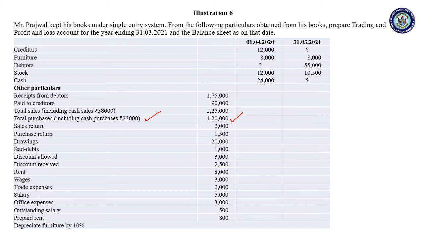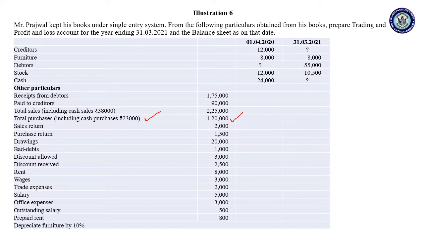Bad debts: we write on the credit side of the debtors account. So the journal entry will be bad debts account debit to debtors account. These are the repeated points, so I am going very fast on it. Bad debts account debit to debtors account.